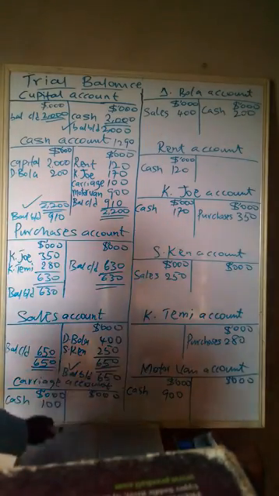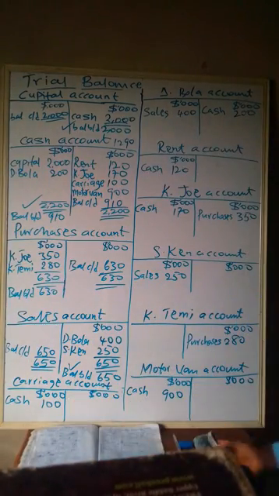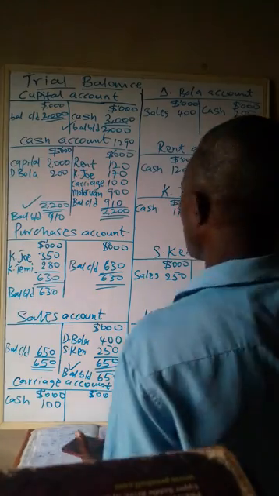Carriage. That is cash account. You have paid it. So there's no balance. It is paid. Carriage account paid.